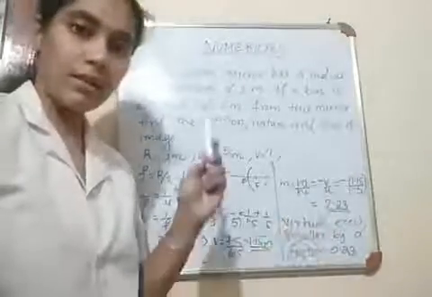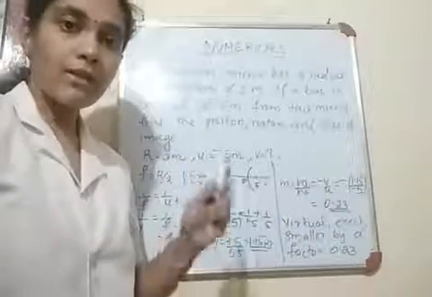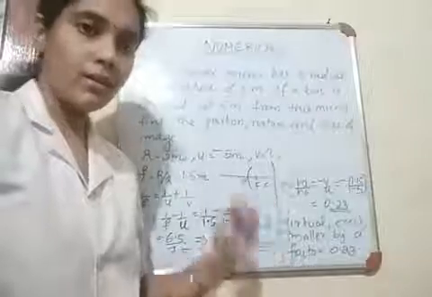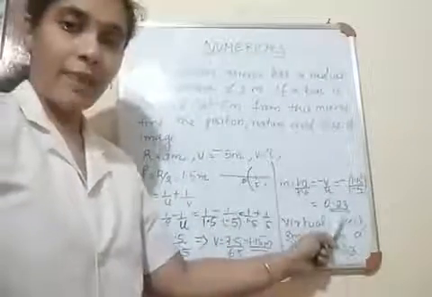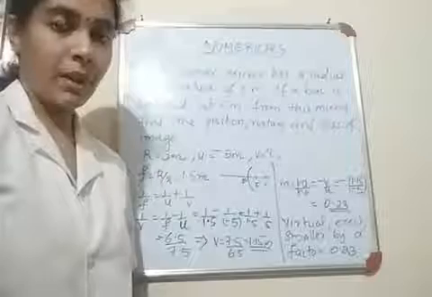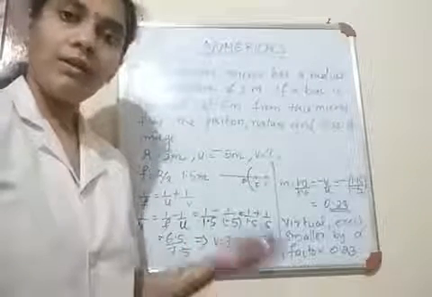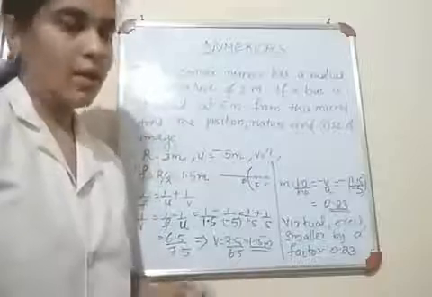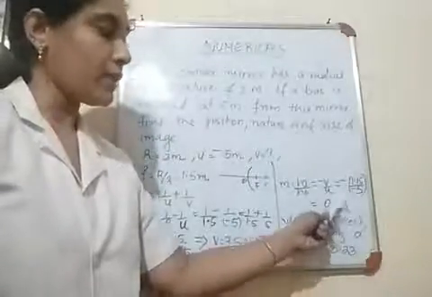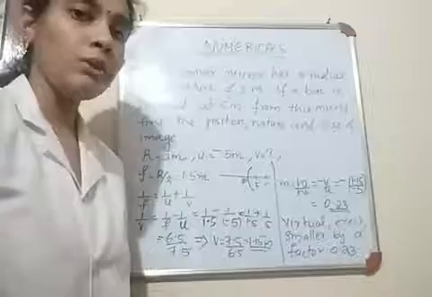So look at the magnification value. What is its sign? It is plus. Since it is plus, it is virtual and erect. Image is virtual and erect. And the magnitude is 0.23. Since it is less than 1, magnification value is less than 1, the image is smaller. So the image is smaller by a factor of 0.23.